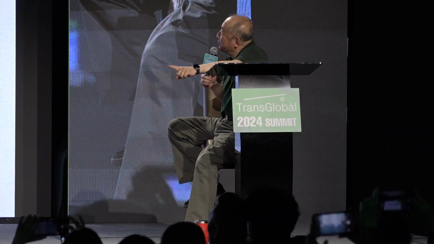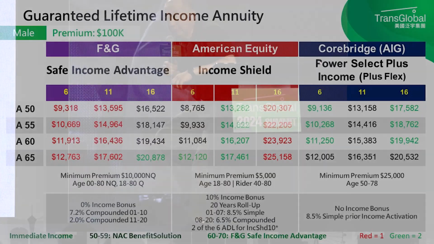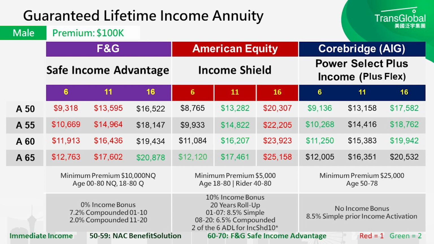I can have about 60 slides. Okay, go back to the last page. So you want to make sure you understand this page. This is the guaranteed income page summaries.